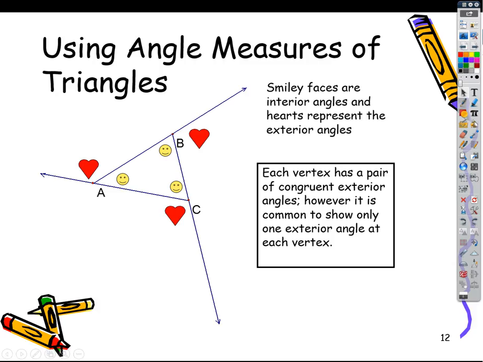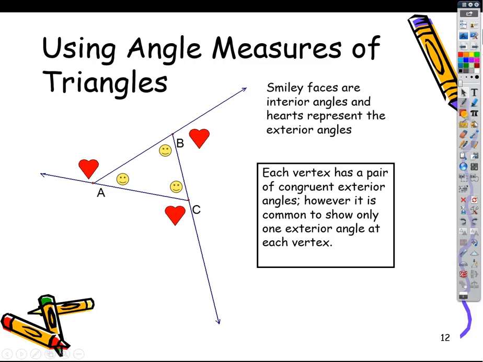Okay, last couple parts of this. These weird symbols, I didn't make this, but it still works. This helps us understand the definition of what we call an exterior angle. The smiley faces in this diagram represent the three interior angles. Why do you suppose they're interior? What does that really mean? Inside, right? So those are the three inside angles. The hearts represent the three exterior angles.